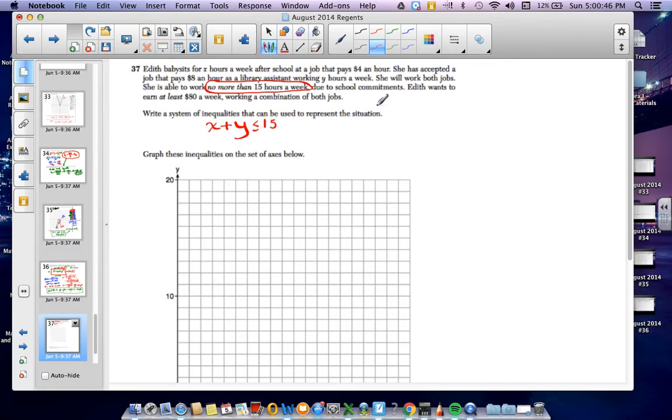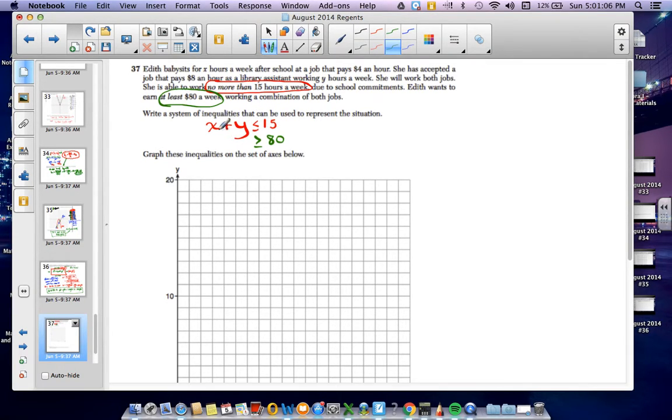Okay. Now, the second part is going to be in our last sentence here. Edith wants to earn at least $80 a week. So we see another inequality vocab term. And with this one, at least, we know at least is greater than or equal to. So she really wants more than $80, but she'll take 80 bucks.